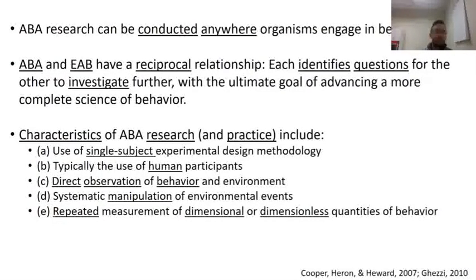That's your dependent variable. And then you select your independent variable, so some aspect of the environment that you're going to systematically manipulate. And you hold all other extraneous variables in the environment constant to the extent that that's possible. And so then you repeatedly measure the dependent variable over time as you systematically manipulate the independent variable.